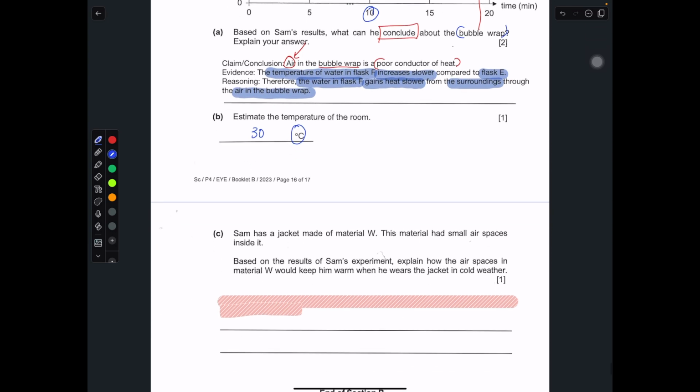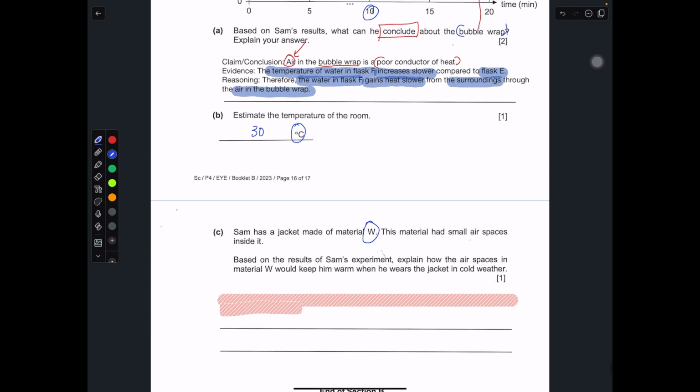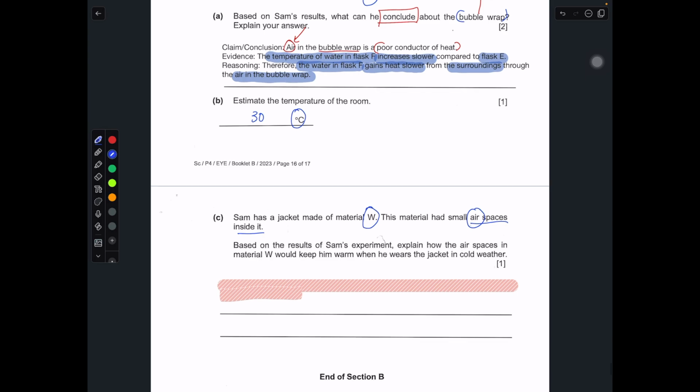Sam has a jacket made of material W. The material W has more air spaces in it. It's trying to tell you W has a lot of air spaces in it. Based on the result, explain how the air spaces in W will keep him warm when he wears the jacket. So the key focus is him, or rather Sam himself. How does air inside the material W help to keep him warm?